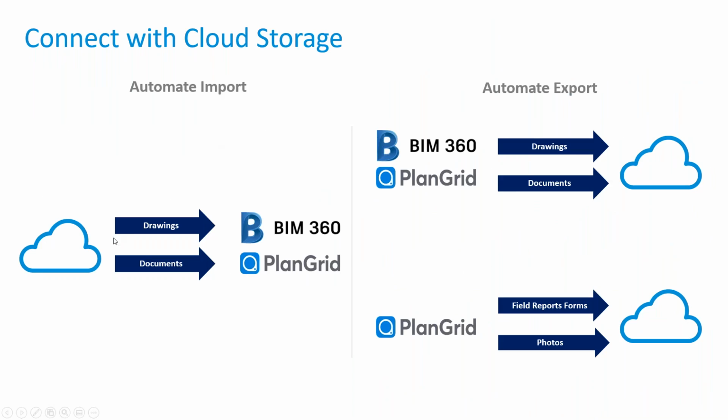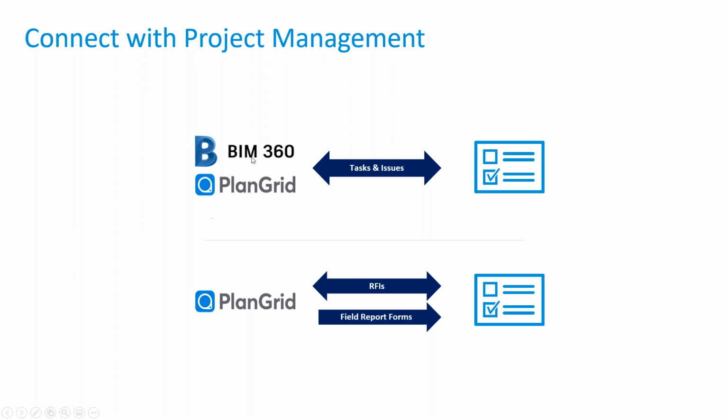So we can have recipes that will take cloud data and push drawings into BIM 360 or documents into BIM 360 or PlanGrid. We can have an automated export from BIM 360 and PlanGrid to some cloud solution. In PlanGrid, we've got something called field reports and photos. We can take those specific elements and push them to the cloud, for instance, to any cloud solution out there. Other stuff we can do is maybe we want tasks and issues from BIM 360 or PlanGrid, and we want to hook them up to a project management system. Same for PlanGrid itself with RFIs and field reports. That's essentially what is happening here.